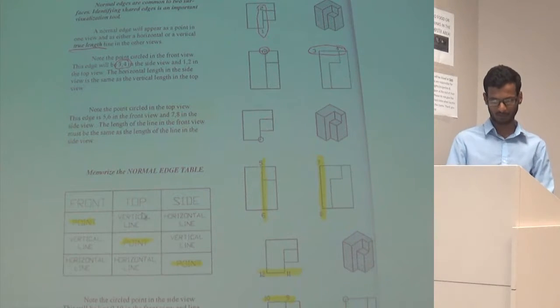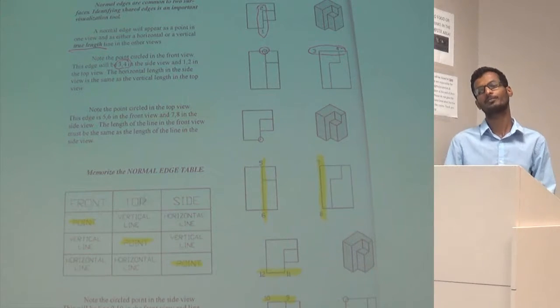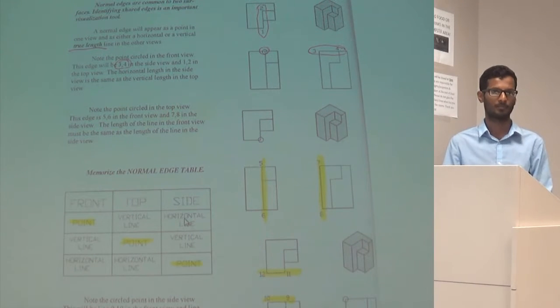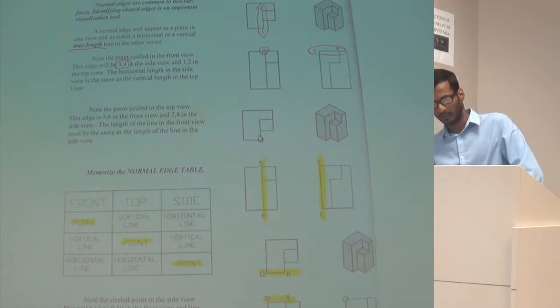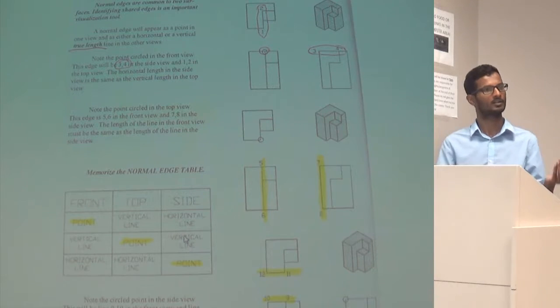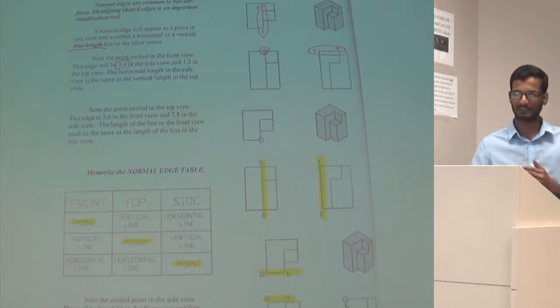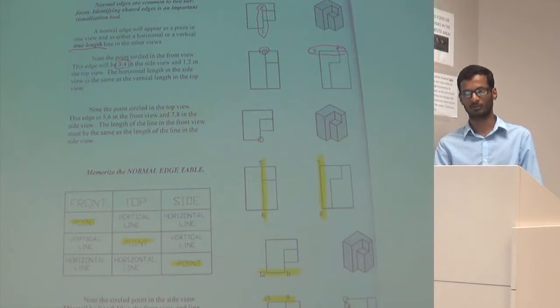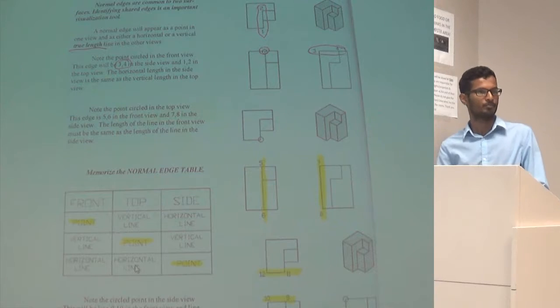So we need to know the normal edge table, which is: if you see a point in the front view, it would be a vertical line in the top and a horizontal line in the side. Similarly, if I see a point in my top view, that point would represent this complete edge from the top. That edge from my front would be a vertical line, and from my side would be a vertical line. So if I see a point in my top view, it would be a vertical line in the other two views. Similarly, if I see a point in the side view, then that particular point would represent a horizontal edge in the other two views.